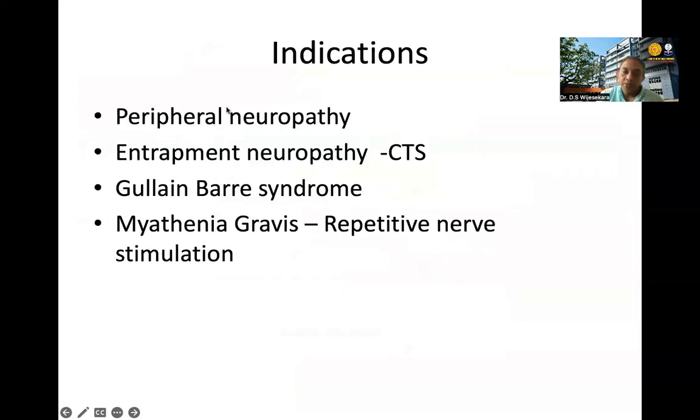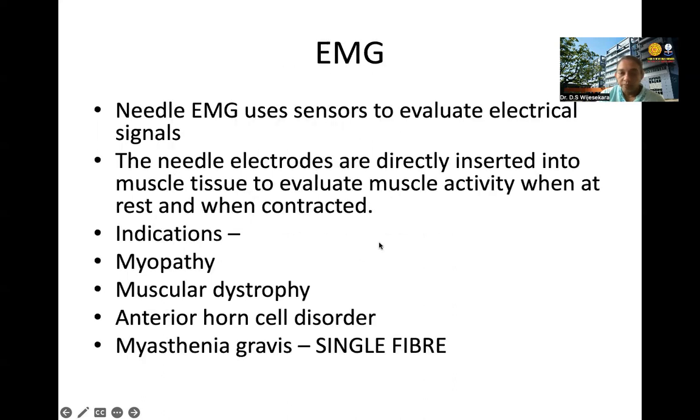So the indications are to diagnose peripheral neuropathy, entrapment neuropathies like carpal tunnel syndrome, Guillain-Barré syndrome, myasthenia gravis. Especially in myasthenia gravis, you do repetitive nerve stimulation. And then at the same time, you can use the needle EMG or electromyography. And that will also evaluate the electrical signals. The needles are directly inserted into the muscle concerned, and they will check the muscle activity when resting and when contracted. These are the indications like myopathy, muscular dystrophy, anterior horn cell disorder.